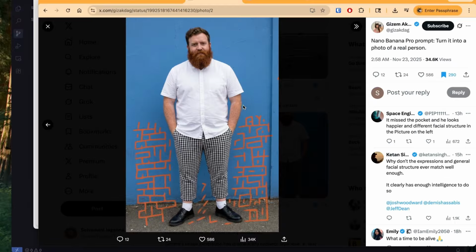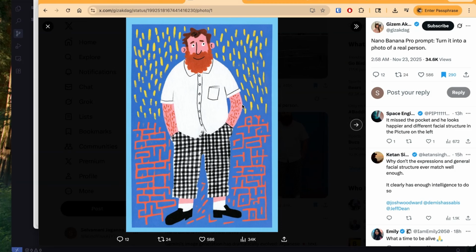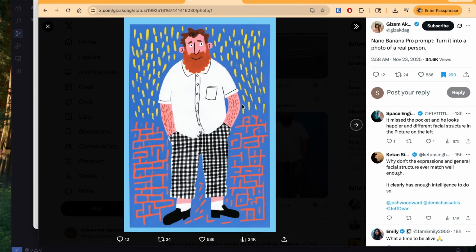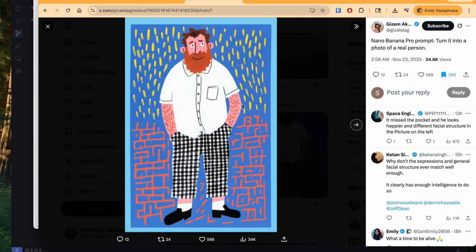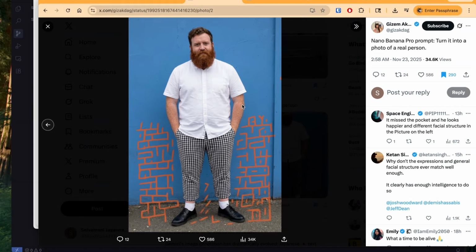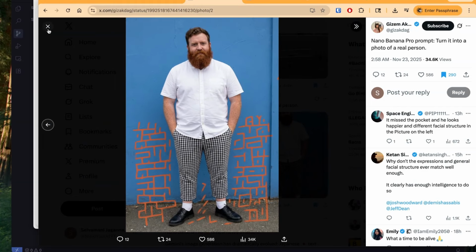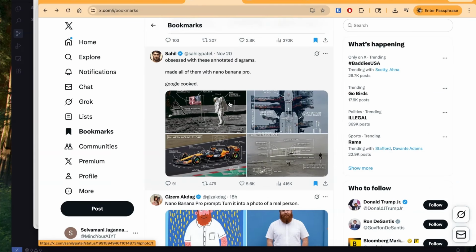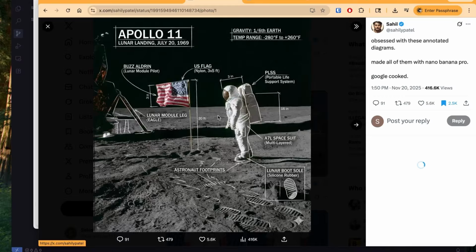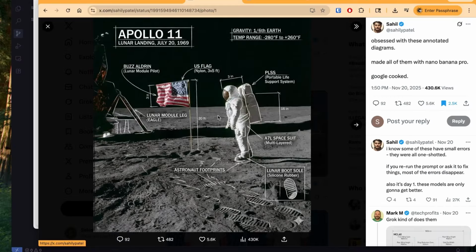And look at this. They created a person who does not exist, right? Is there any flaw here? Probably no. I don't see any flaws here. It's just perfect. I mean, obviously it doesn't have the same eyes, which is fine. Annotation diagrams, we saw this, right? But this is a moon landing annotation.